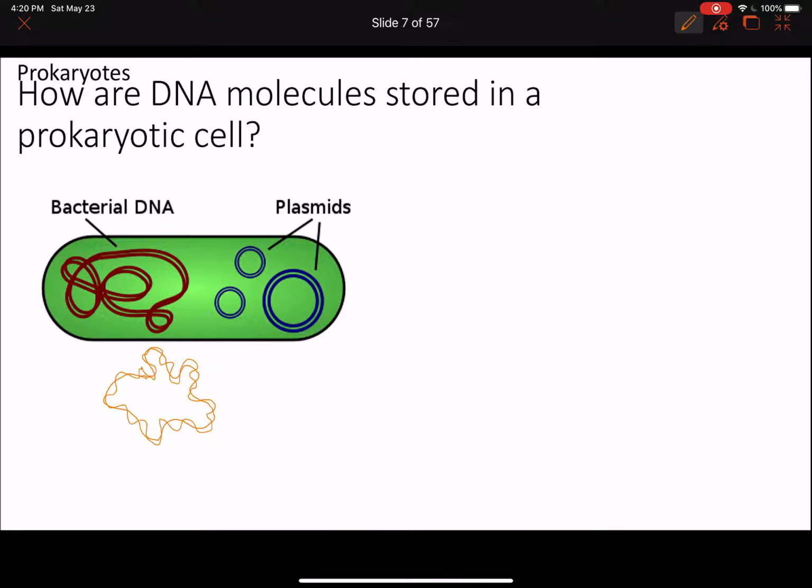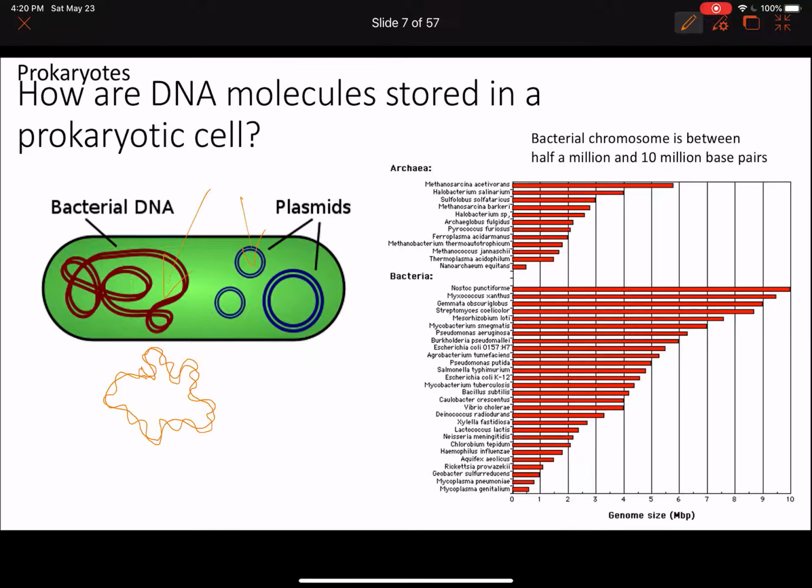And all bacteria are going to have one main chromosome, and then they might also have tinier plasmids, which are like little extra bits of information they've picked up through time. And the genomes of prokaryotes are pretty small compared to eukaryotes. You don't need to recognize any of these names here. These are just different species of archaea and bacteria, different species of prokaryotes.